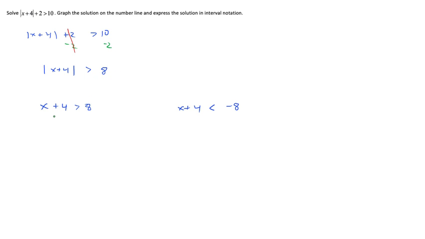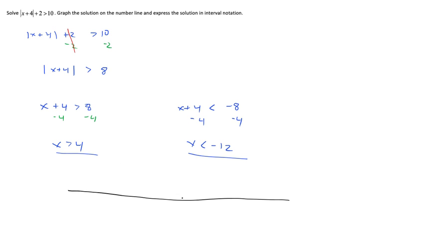Now we should be able to solve these. Let's subtract 4 from both sides. So we get x is greater than 4. And here, when we subtract 4, we get x is less than negative 12. When we draw the number line, I'm just going to mark off the 4 and the negative 12. I'm not going to draw every single hash mark in between.